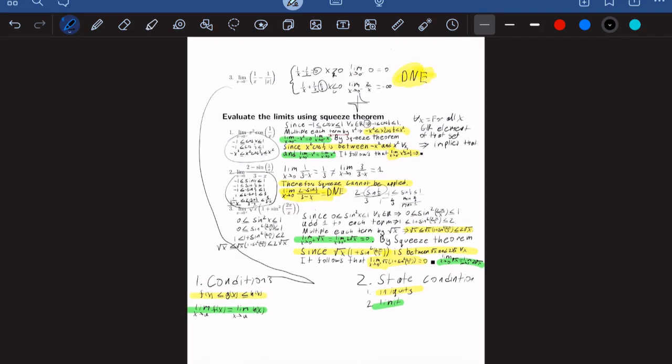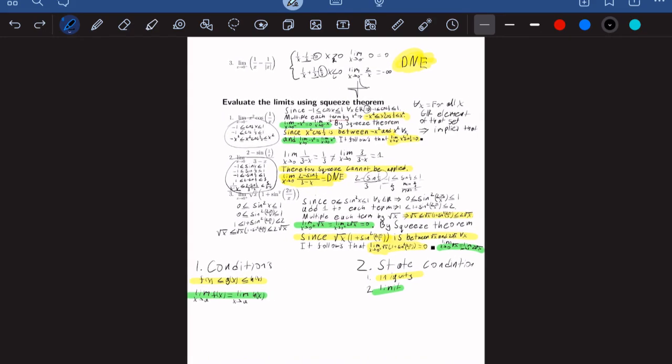This will be like the first of many writing portions you do in Calc 2. In 1.7, there's a lot of writing, so get ready.